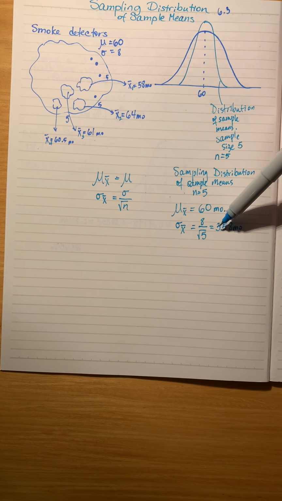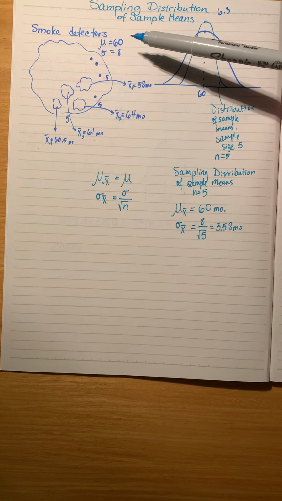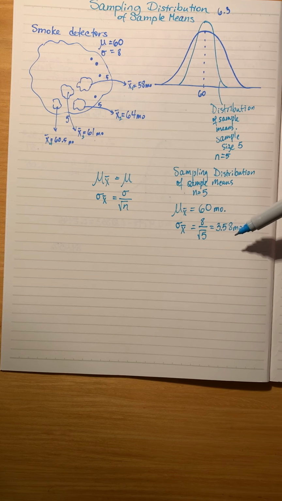So if I am taking samples of 5 smoke detectors, their standard deviation, instead of being 8 months, is actually going to be only about 3.58 months. Okay, and that is very, very important because now it's going to be much easier for me to predict where the mean of my population is going to be, because it is now much more concentrated than it was previously.